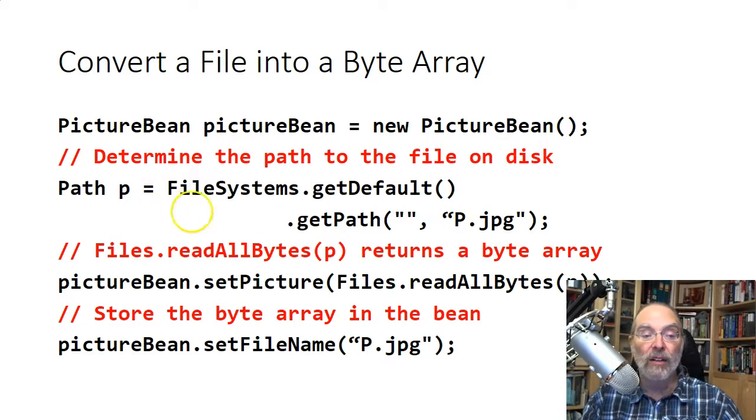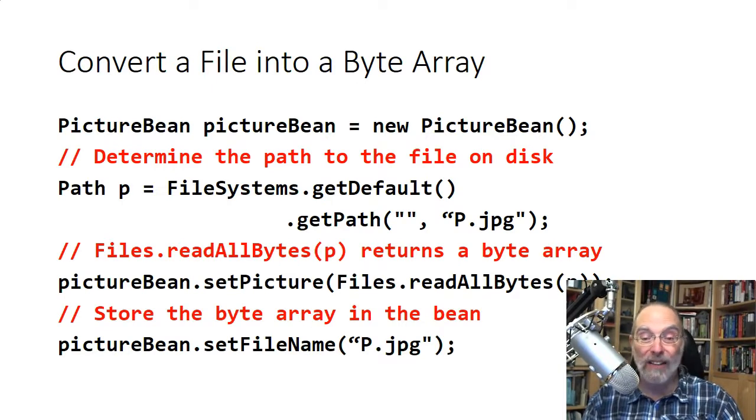What we're looking at here is a coding technique used in what's called the new I/O. In new I/O, a path is an object that represents both a file and its location. We create a path object by using the static method getDefault, getPath, and we refer to the particular image. Notice that getPath has two fields. The first field would be a path. In my example, I'm just assuming that p.jpg is in the default folder, wherever that is in my application.